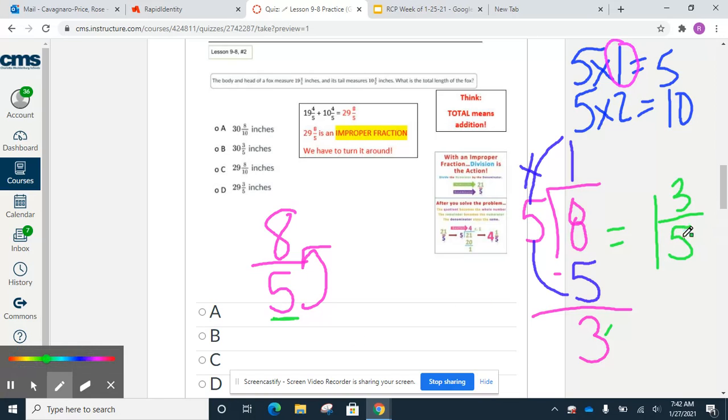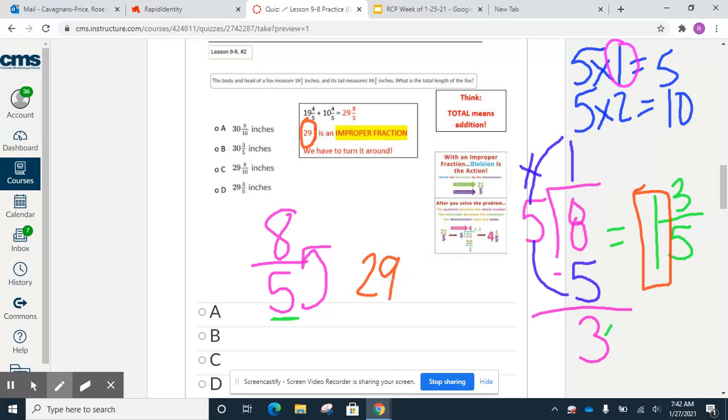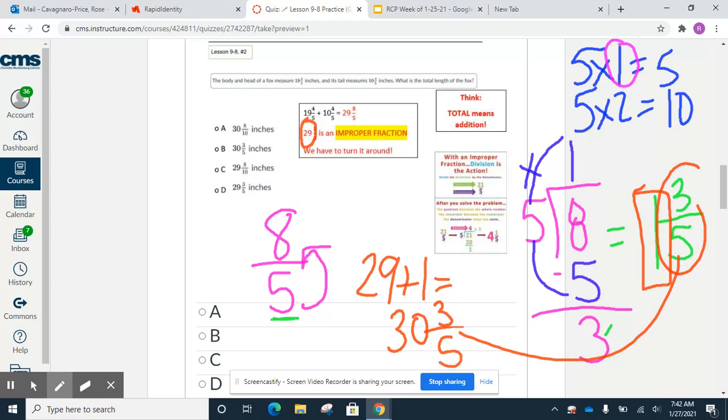But a lot of people are going to think that's the answer, and that's not the case. We need to take this whole that we just made, this 1, and we need to add it to the original whole of 29. So really, my whole would be 29 plus 1 is 30, and then I would bring my fraction down.